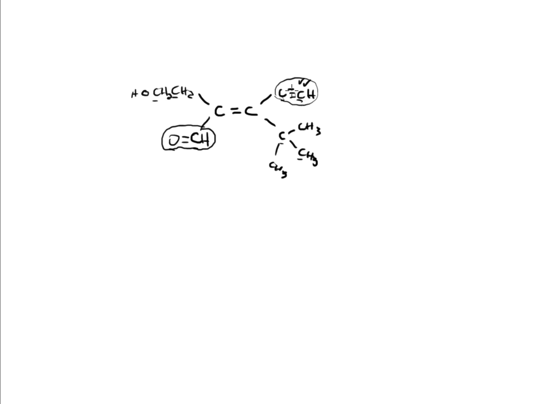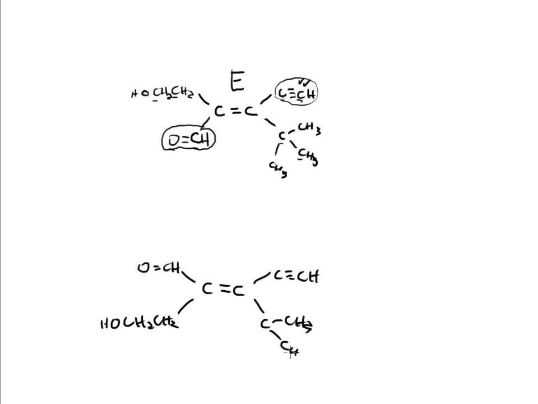So here's the high priority group on the right. There's the high priority group on the left. They are on opposite sides, so this would be E. And in order for me to draw the Z, well, just to prove a point, I'm going to flip the left-hand side to let you know that it's okay to do that. Don't feel weird if you decide that you like the left-handed side better than the right-handed side. All right, so I'm just going to keep the right-handed side the same this time. So there we go. This is my high priority group. This one is my high priority group. Therefore, this is the Z form of that molecule.